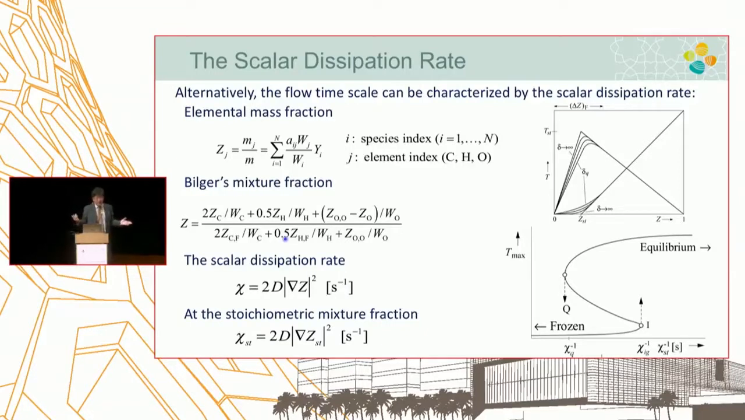How great is that? If you derive the transport equation for this elemental mass fraction, it has no reaction source term. So you are doing combustion problems, but you are solving non-reactive problems. That's a great computational savings. So that's the idea behind this mixture fraction.